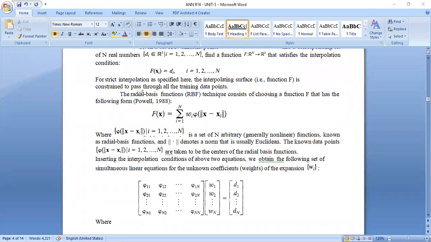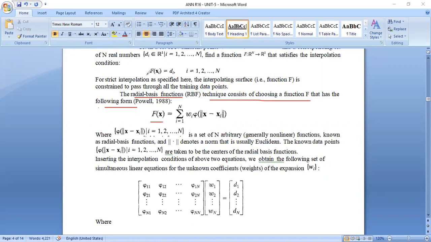For the RBF network, the radial basis function technique consists of choosing a function f that has the following form: f of x equals the sum from i equal to 1 to n of wi into phi of the norm of x minus xi. This is the function f in an RBF network.